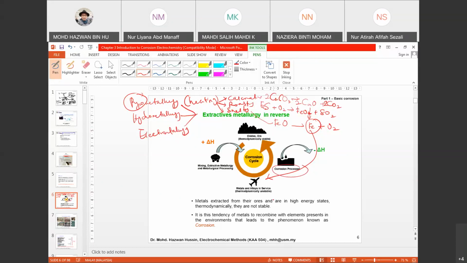Metals extracted from their ores are high in energy states, thermodynamically, and not stable. It is this tendency of metals to recombine with the elements present in the environment that leads to the phenomenon known as corrosion.